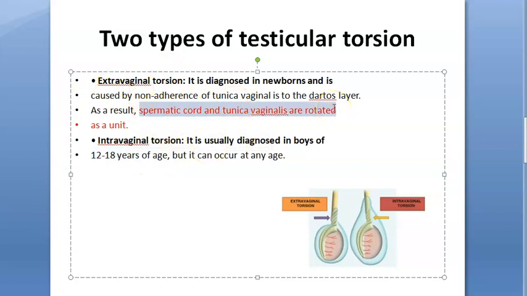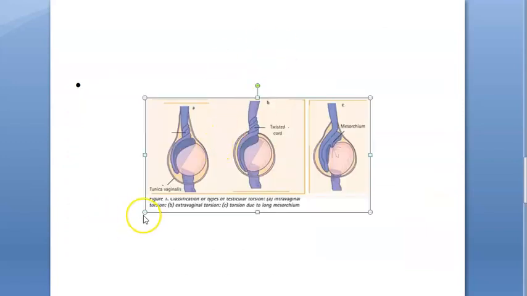So extravaginal, what is happening? Spermatic cord and tunica vaginalis are rotated as a unit, one unit. Spermatic cord and tunica vaginalis together they are twisting. In intravaginal it is within the tunica vaginalis. Very good. Now what are they trying to show here? Let's see.